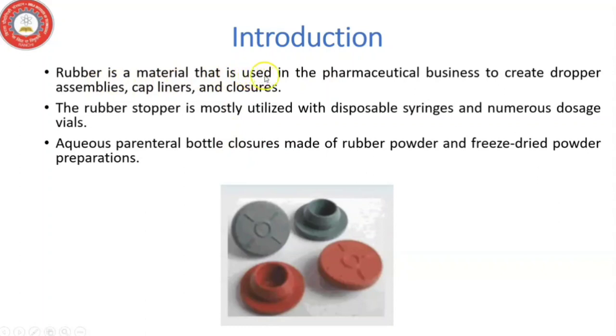Rubber is a material that is used in the pharmaceutical business to create droppers, assemblies, cap liners, and closures. The rubber stopper is mostly utilized with disposable syringes and multiple dosage vials, aqueous parenteral bottles, and closures made of rubber for powder and freeze-dried powder preparations. We can see the rubber closures.